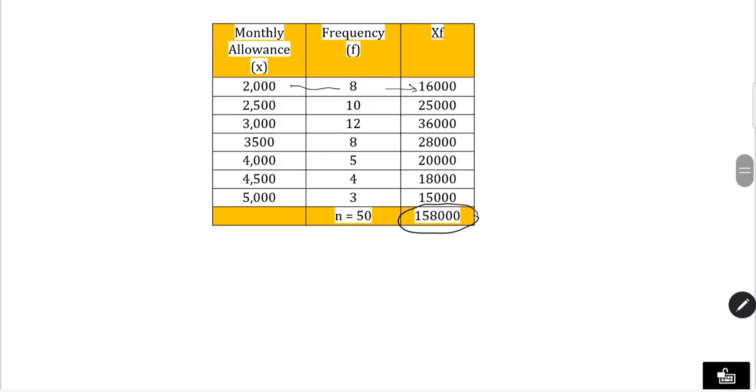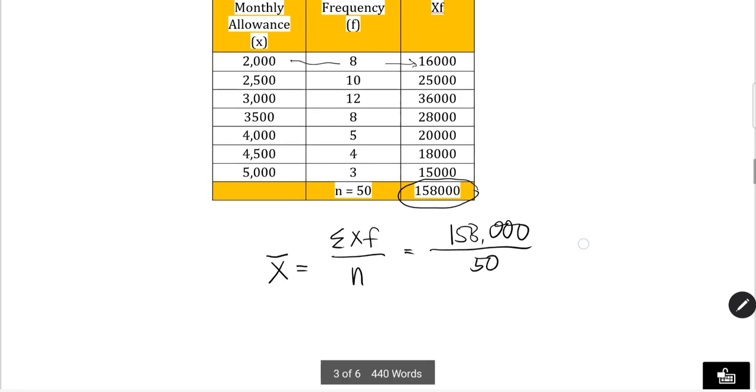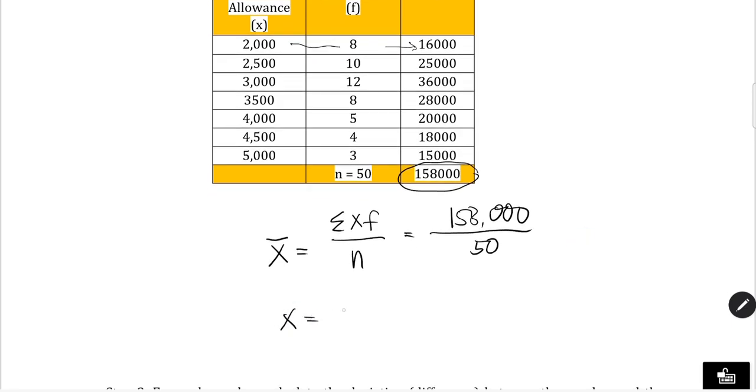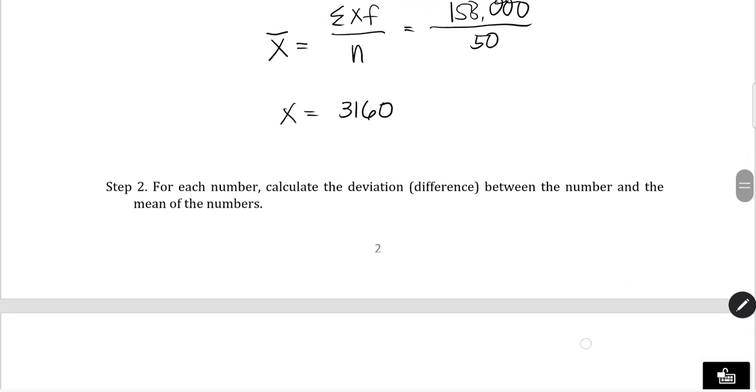Now in solving for our mean, we have the mean is equal to the summation of x times f divided by n, which is 158,000 divided by our n of 50, which gives us a mean of equal to 3,160. Okay, so proceeding, we have here our step 2.